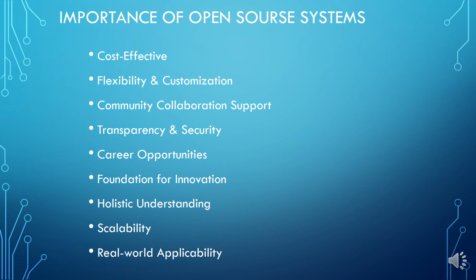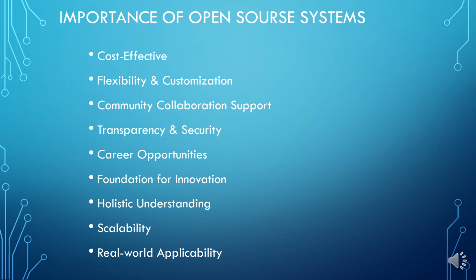Then comes the flexibility and customization that open source systems provide. While defining open source systems, I said they are systems where the source code is available to all of you. Because the source code is already available, you can modify it as per your needs. If you want any slight modifications in any software, you are free to do it when it comes to open source systems.